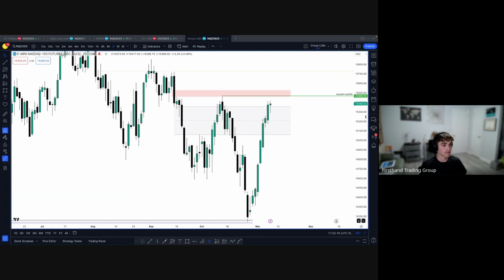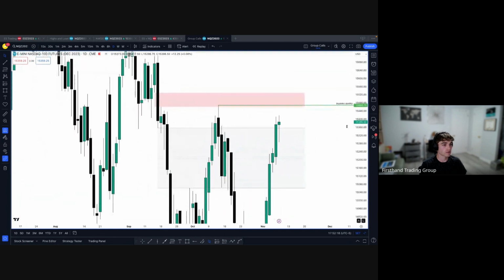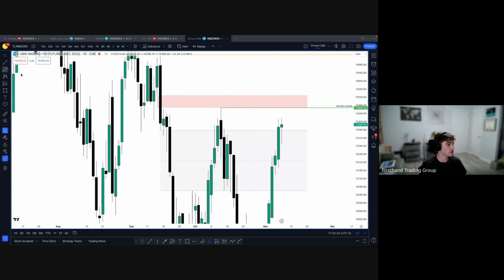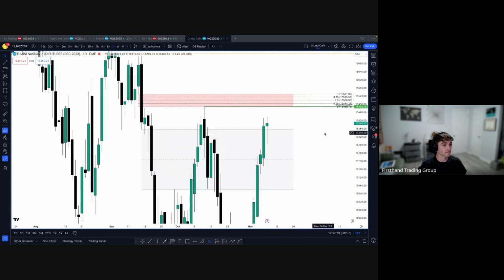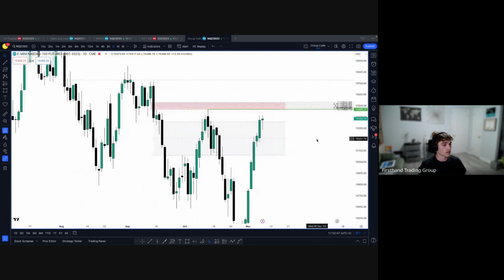So we want to do the same thing again when you're looking for your consequent encroachment here. Right? Mark out the remaining portion of the inefficiency, and then you can take your fib from that low, and instead of putting it to here, put it to this candle's high, and you'll get your quarter levels. So if price trades above buy side here, then you can look for these levels next. Okay. That is it for me.